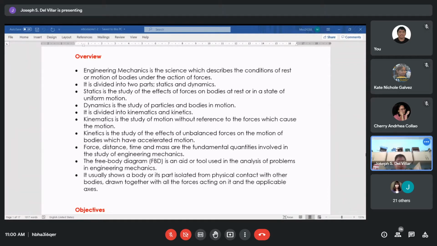mass. Now, the free body diagram, or FBD, is an aid or tool used in the analysis of problems in engineering mechanics. An FBD usually shows a body or its part isolated from physical contact with other bodies, drawn together with all the forces acting on it and the applicable axis.